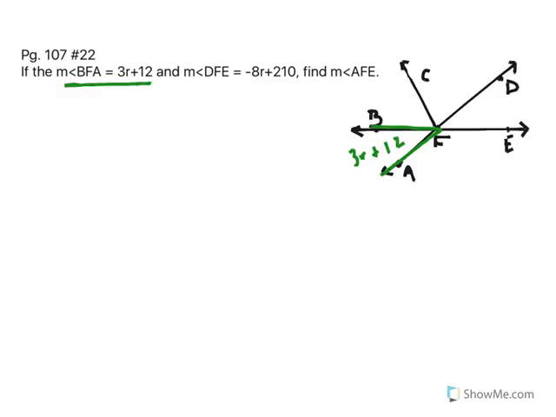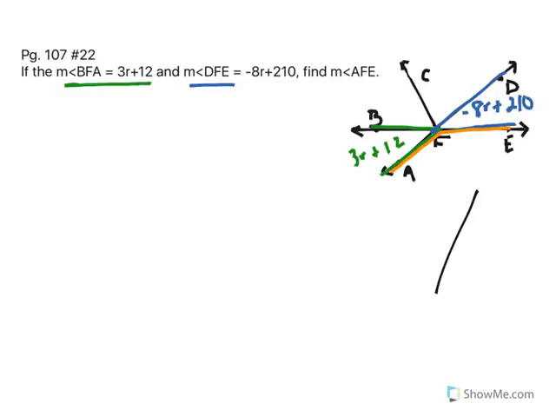Now they give us the measure of angle DFE. So DFE, go to the figure, and that is negative 8r plus 210. And the angle that I'm supposed to find is AFE. All right, well, let's see. Look at our given info.